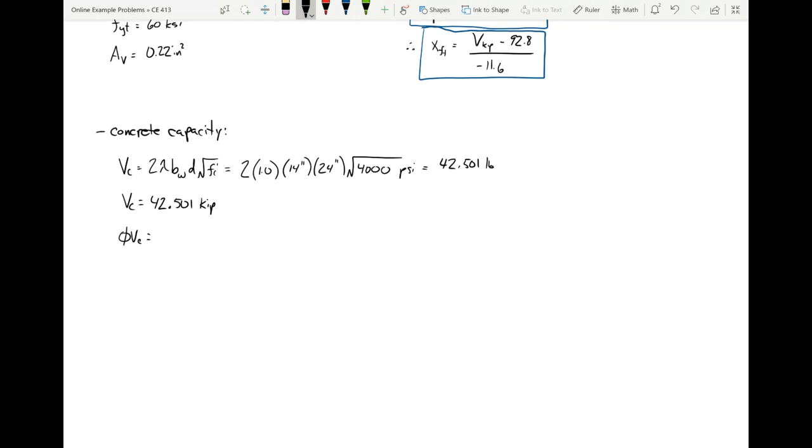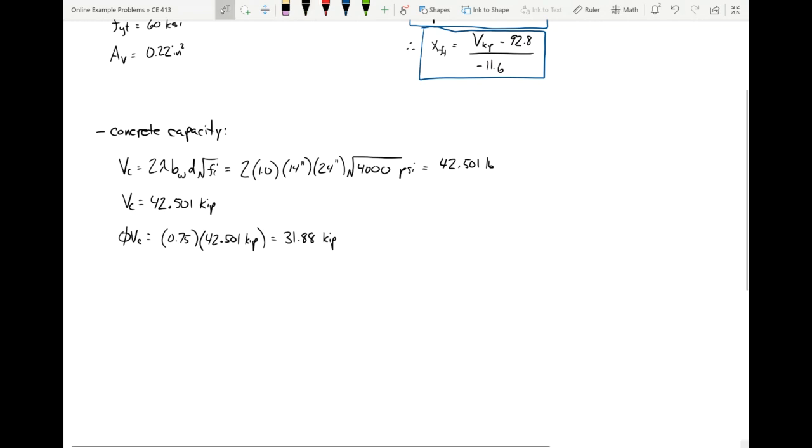Now, phi VC is phi. Now, phi for shear is always 0.75. And VC is 42.501 kips. And then when you plug and chug this, this comes out to be 31.88 kips. Okay. And again, if I'm going too fast, or if you ever have any questions, please don't hesitate to type a question in chat and interrupt me. I've got no problem with that at all.